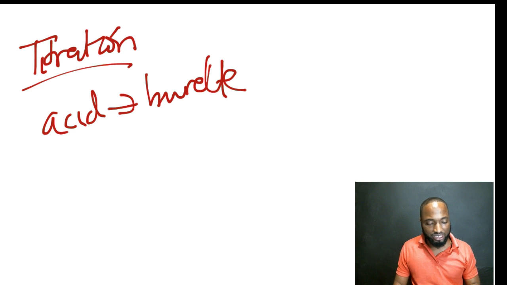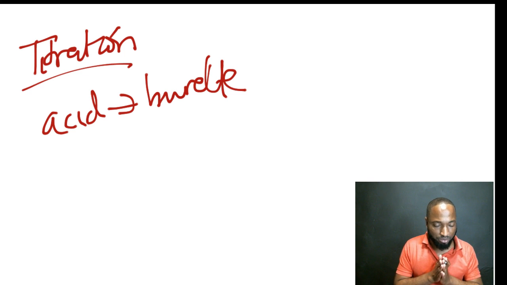Direct combination. This is where you just get the metal, you get the gas, keep them together, and the example for this is aluminum chloride.